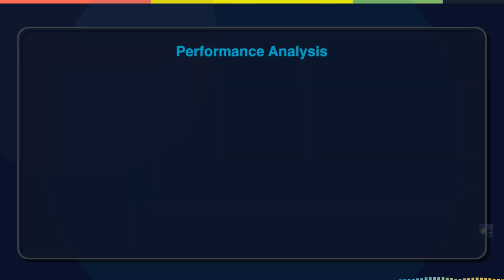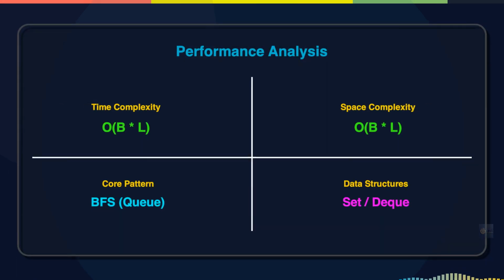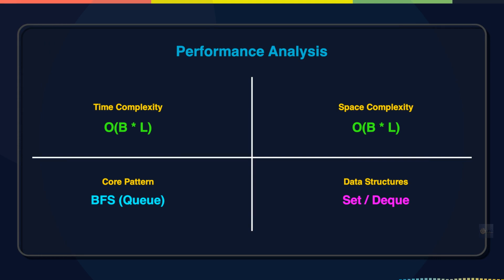Looking at the complexity, the time complexity is O(B times L), where B is the number of genes in the bank and L is the length of each gene. This is because we process each gene in the bank at most once. The space complexity is also O(B times L) to store the bank and the BFS queue. And that is minimum genetic mutation mastered.